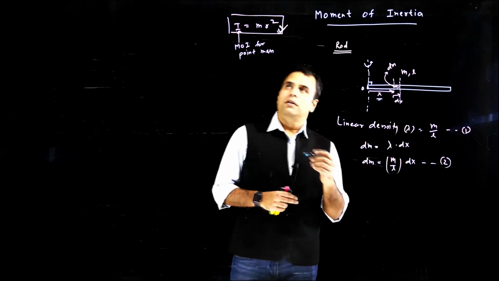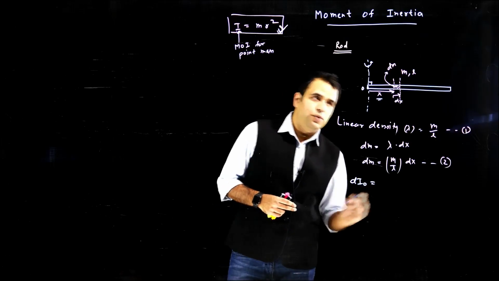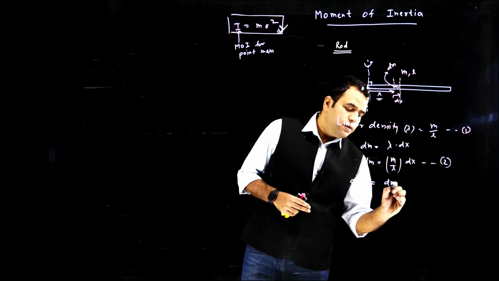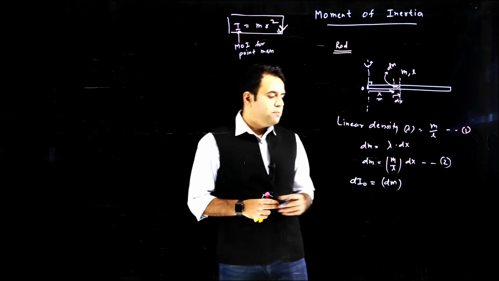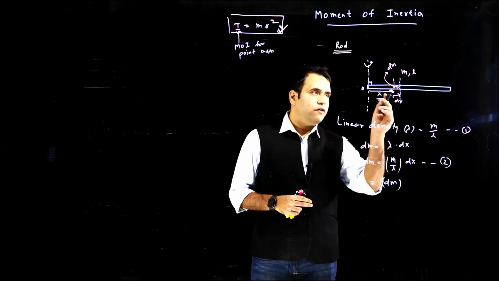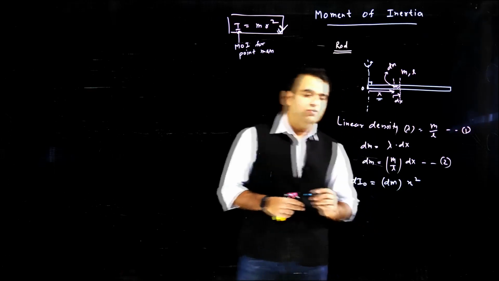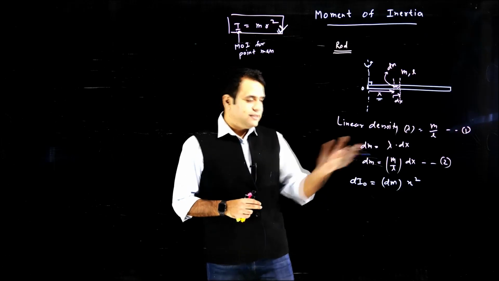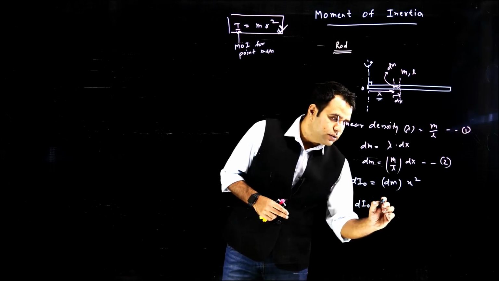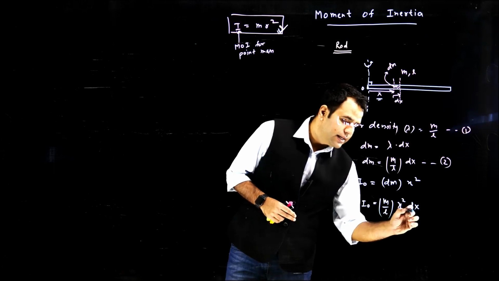So now we can use the formula. The moment of inertia for the element, I am calling it dI_O. For the element, if we use the formula, it will be equal to the mass of the element, which is dm, multiplied with r square, where r is the perpendicular distance of the element with respect to the axis, which in this case is x, so it will be x square. Okay, so let's replace the values. Let's put the value of dm here. So dI_O will be equal to m by L x square dx.